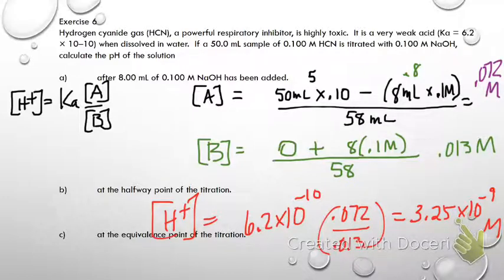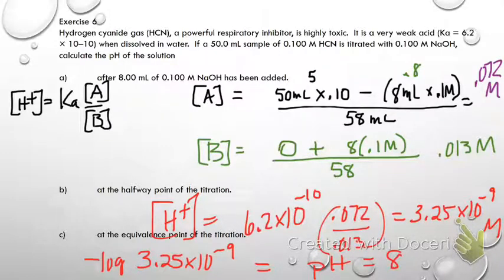So now I'm going to take the negative log of 3.25 times 10 to the negative 9, and that gives me a pH of 8.489. Okay, so that's part A. Who's ready for part B? I promise you part B's easier.